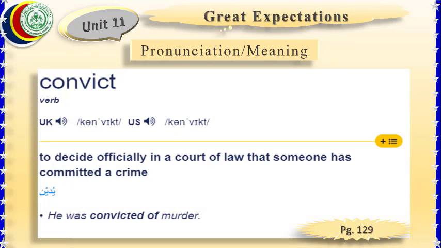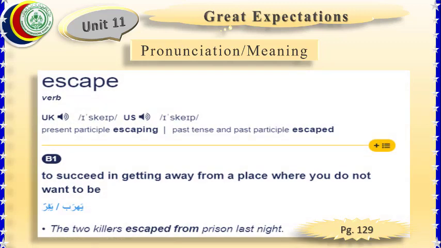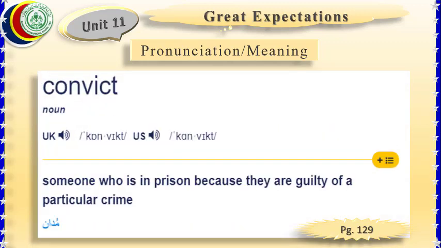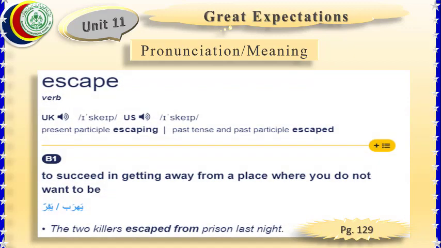Convict is used as a verb and as a noun also. When it is used as a verb, it means to decide officially in a court of law that someone has committed a crime. Yes, this is a verb. When it is used as a noun, it means someone who is in prison because they are guilty of a particular crime. Yes, this is convict when it is used as a noun. This is escape. Escape means to succeed in getting away from a place where you do not want to be.